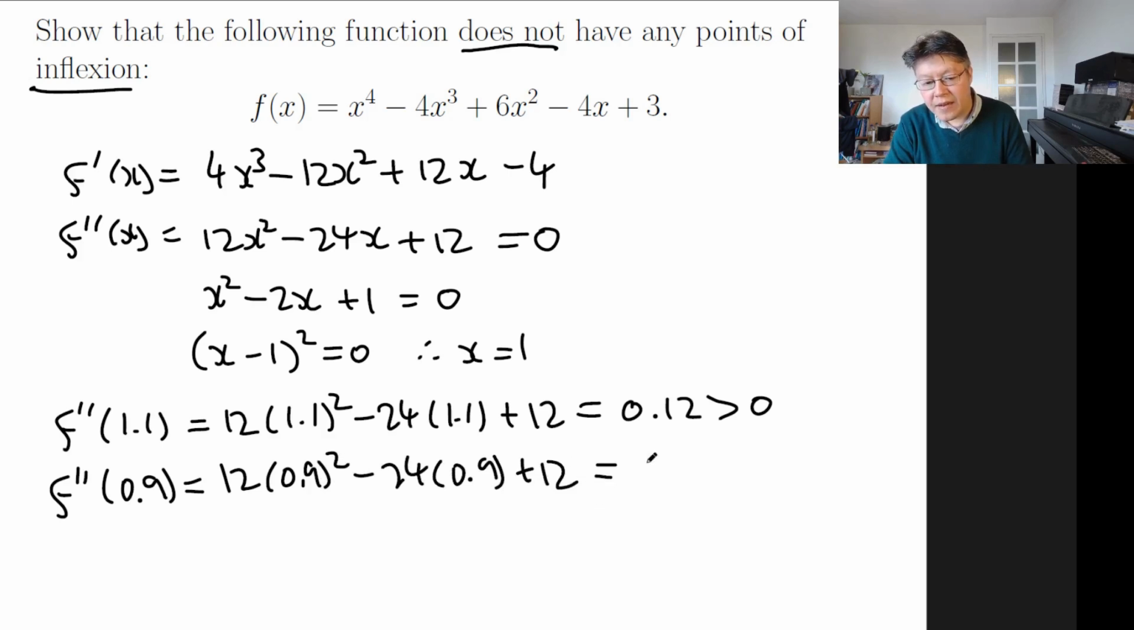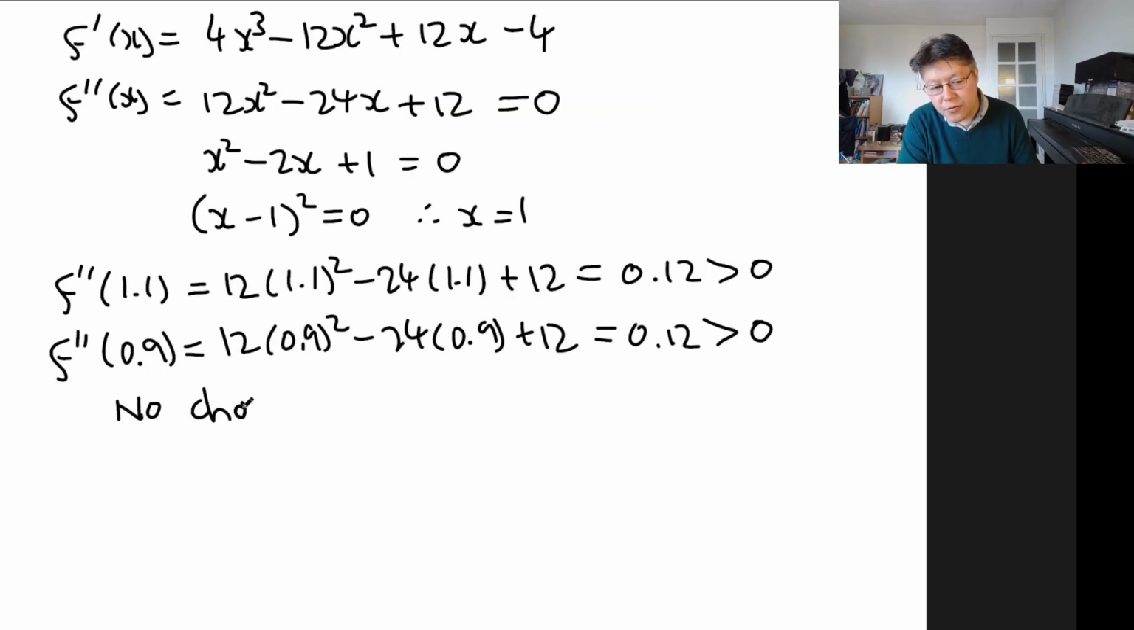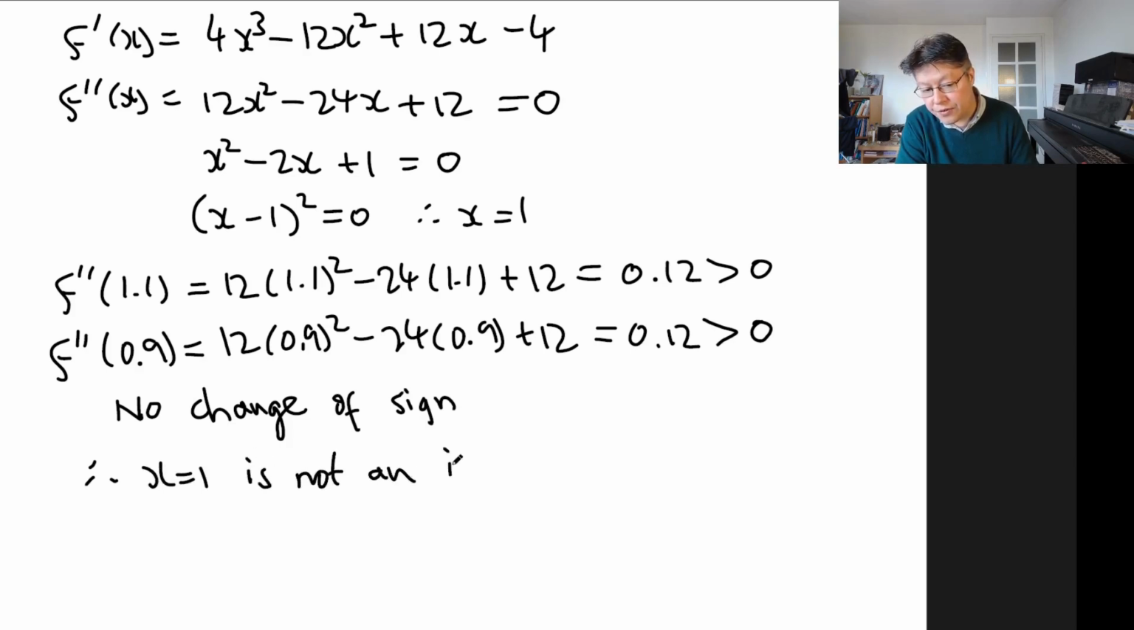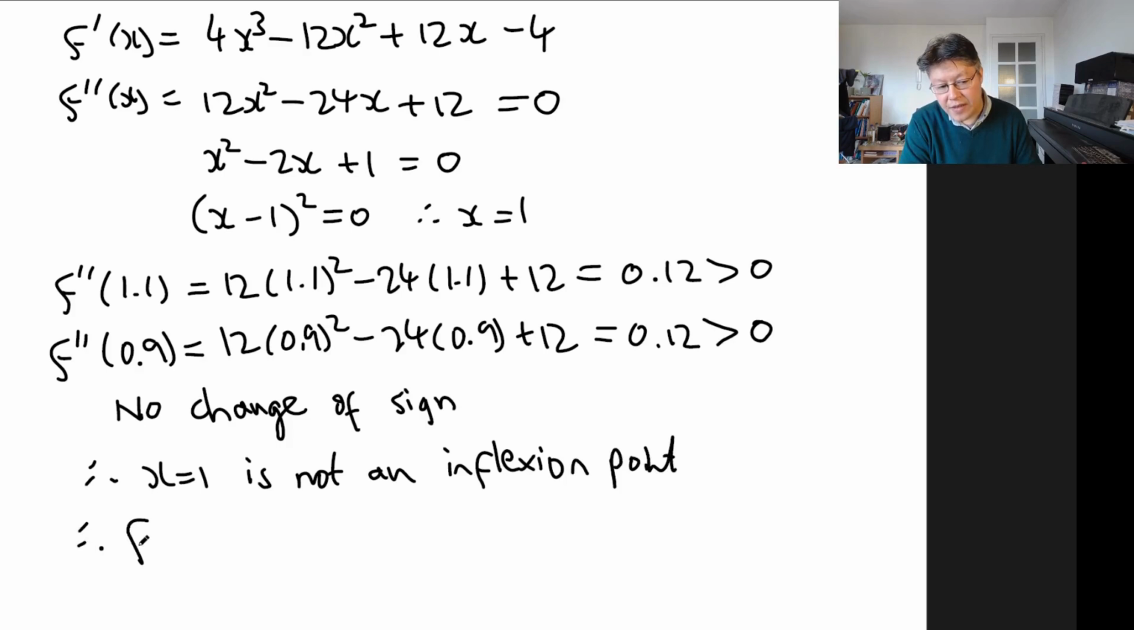plus 12, and if we work that out with the calculator we find it's also 0.12, so that's also positive. So there's no change of sign, therefore x equals 1 is not an inflection point. So therefore f of x has no inflection points.